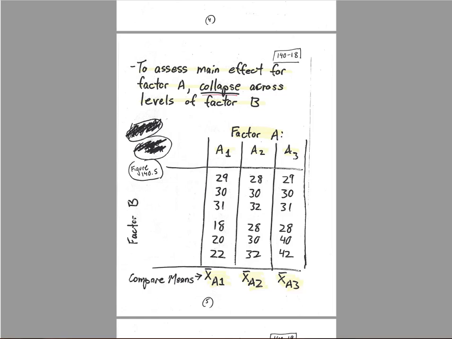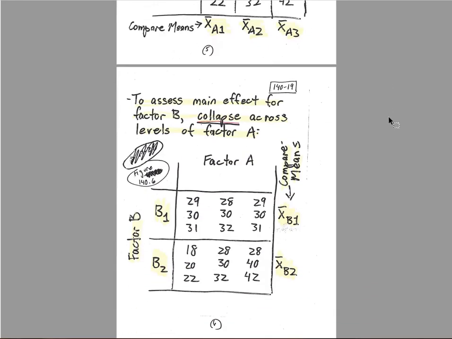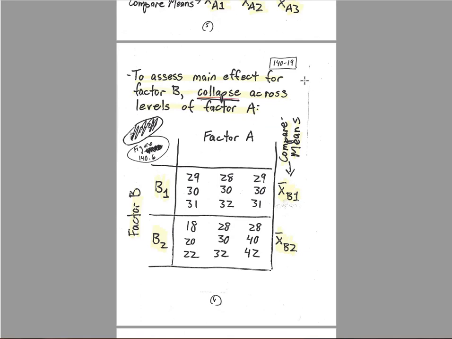Isn't it also possible that there's a main effect for factor B? Well, if I want to investigate the main effect for factor B, remember factor B is type of depression, then I'm going to want to collapse across levels of factor A. I illustrate what that would look like on the next page, on page 140-19. To assess the main effect for factor B, I collapse across levels of factor A.